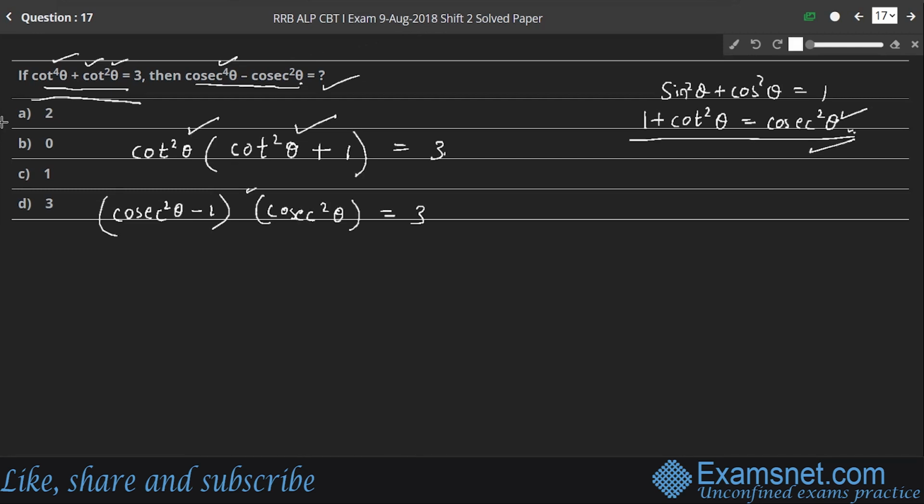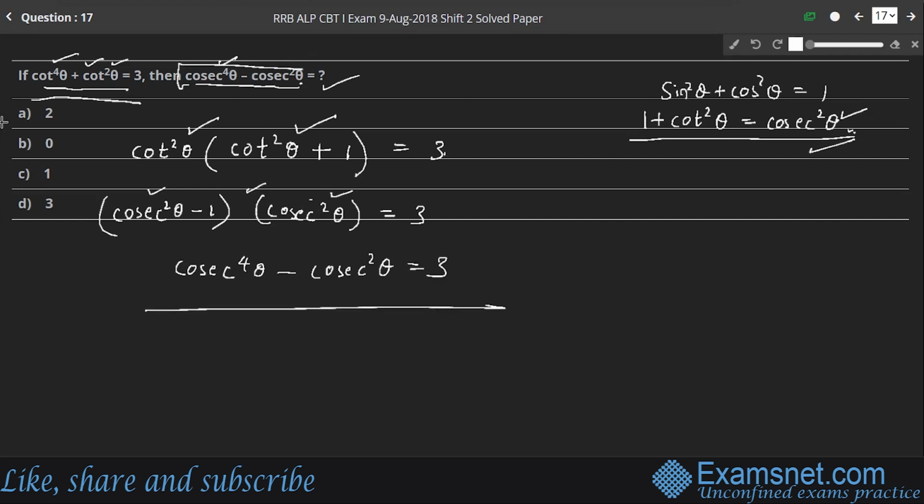So, direct multiplication: cosecant square theta into cosecant square theta is cosecant raised to 4 theta, minus 1 into cosecant square theta is cosecant square theta, is equal to 3. Therefore, the required answer is 3: cosecant raised to 4 theta minus cosecant square theta is equal to 3. Option D is the right answer.